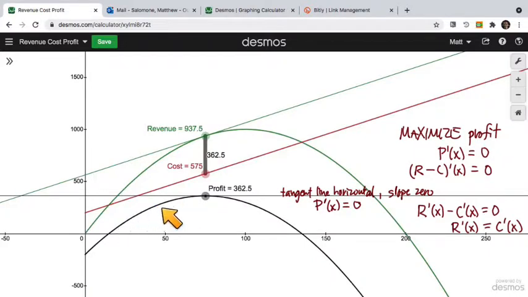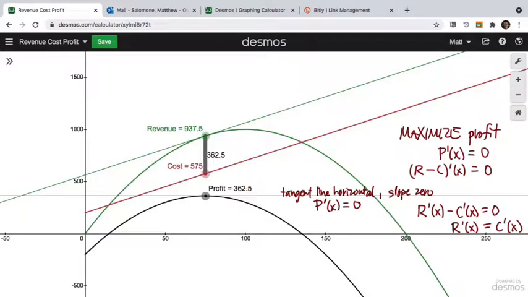Because over here, my profit function is increasing, so its derivative would be positive. On the other side, my profit function is decreasing, and so its derivative would be negative. And so at that magic point in between, its derivative is neither positive nor negative, it's 0. But when the profit function has derivative 0, that must mean that the revenue and cost functions have derivatives equal to one another. And that's what's happening when we look at the revenue and the cost graphs above it here: the revenue graph is parallel to the cost graph at that point.